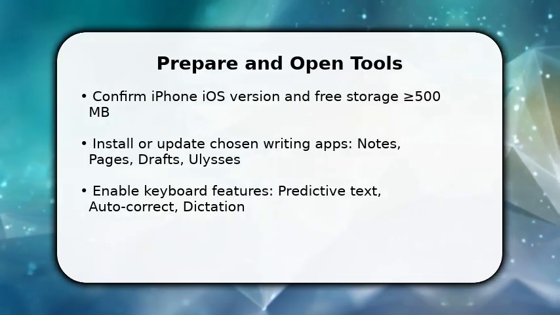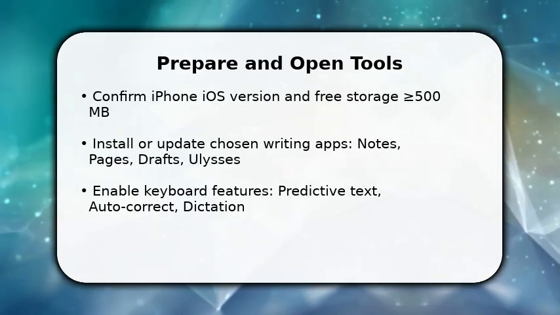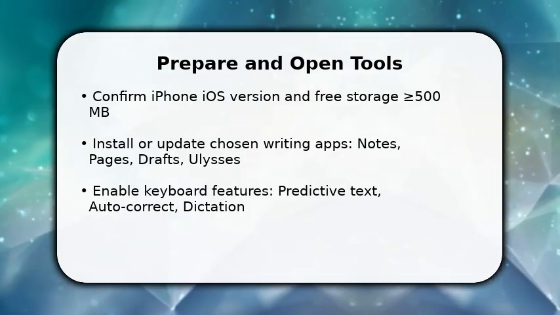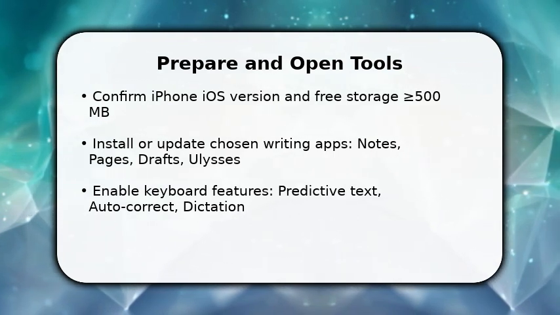Tap to create a new document and name it. This reduces clutter and speeds finding drafts later. Make sure keyboard features are enabled in Settings. Predictive text and autocorrect save time. Now you have a live document ready to shape your first lines.